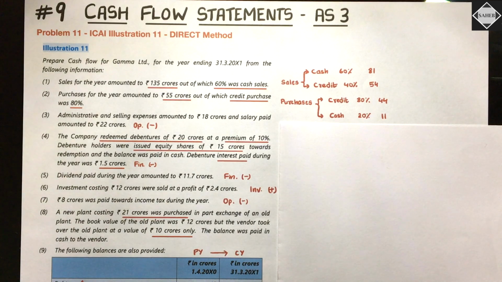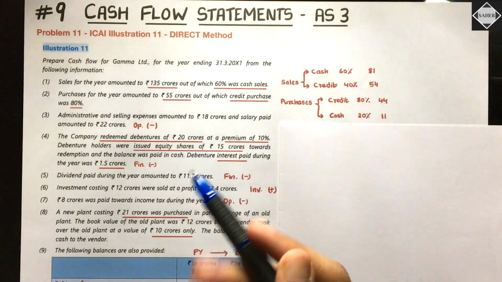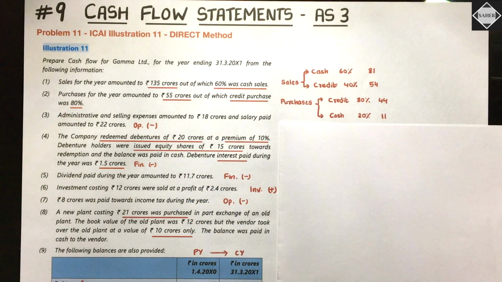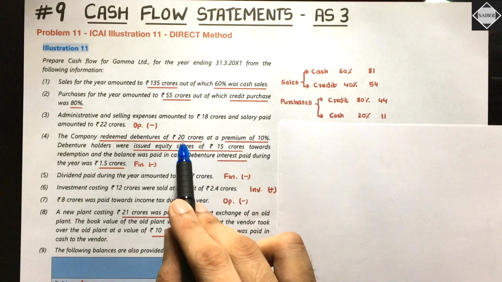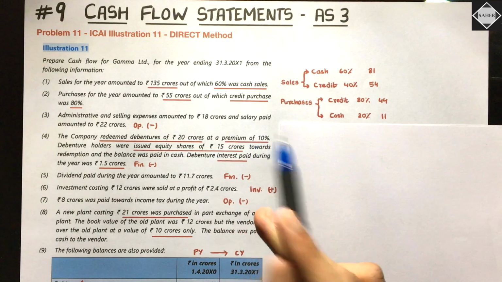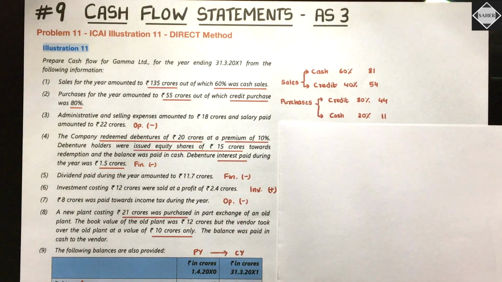So what is this? Which activity is this? Redemption of debentures. You all know it's a financing activity. Yeah, we are paying money back to the debenture holders. So we have to subtract. It's outflow. Yes. How much will we subtract? Will we subtract 22 crores? That is 20 crore face value and 10% premium 2 crore. That's equal to 22 crore, right? Can we subtract that? No, we can't.